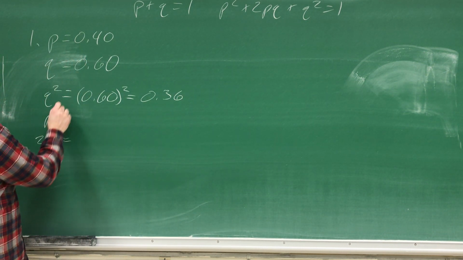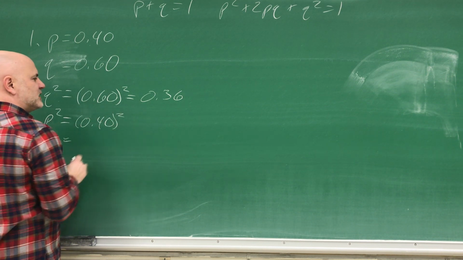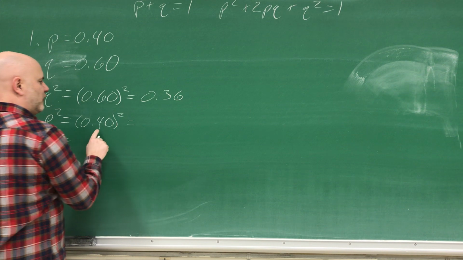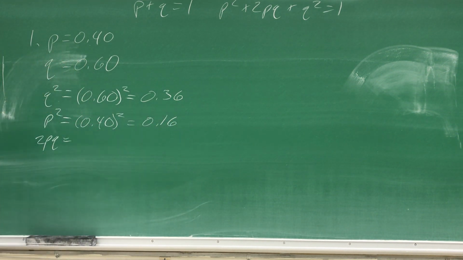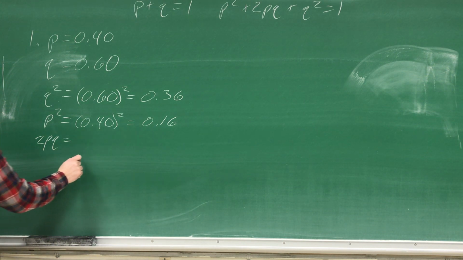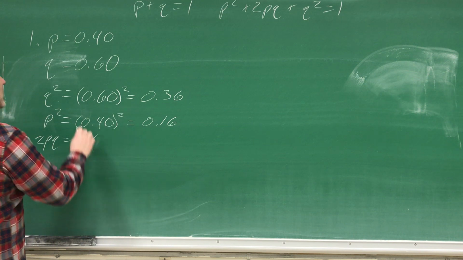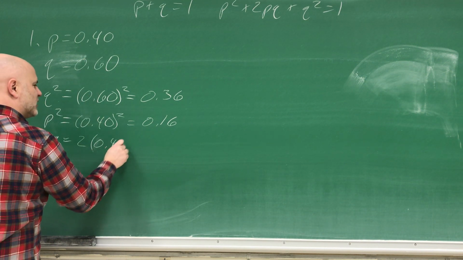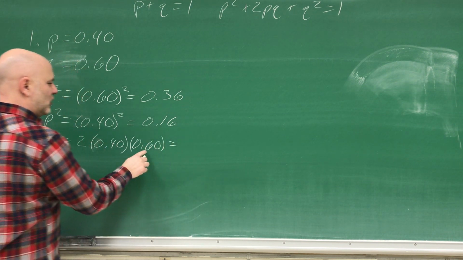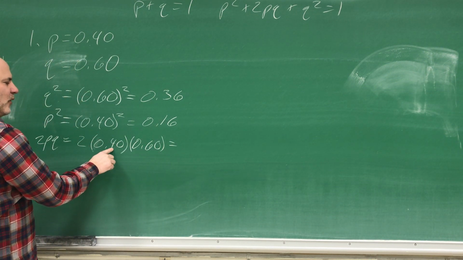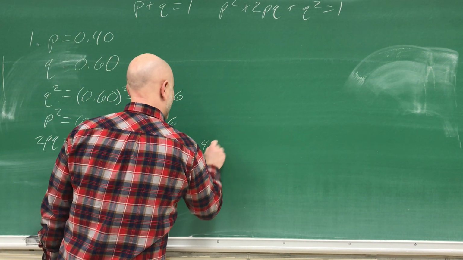To find out what p squared is, we're going to take 0.40 and simply square it. So 4 times 4 is 16, so 0.16. To find out what 2pq is, we're going to take 2, multiply by p, which is 0.40, times what q is, 0.60. And so 0.6 times 0.4 is 0.24, times 2 is 0.48.